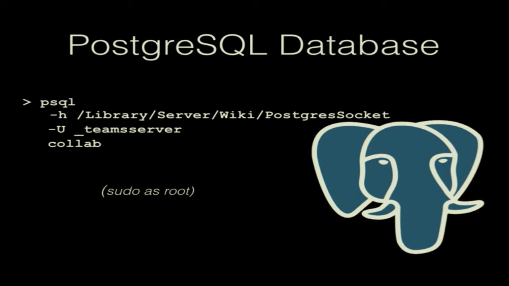And the last thing is this Postgres database. As I said before, this is built on top of the Wiki app that was part of Xcode Server. It's called Collab, right? You can actually read the database. You have to be logged in as root. But if you put this command in, you can take a look, and if you know SQL, you can be pretty comfortable looking at it.